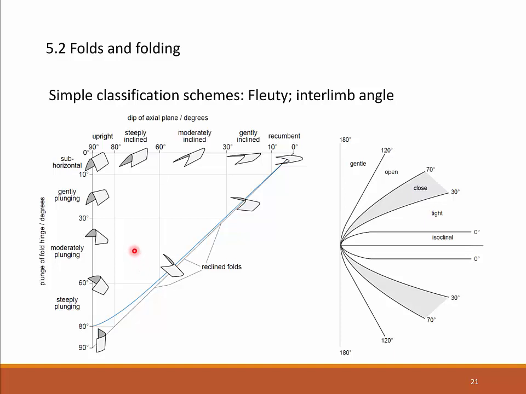And in addition to that, we can use the interlimb angle, which again is categorized into isoclinal folds, where the limbs are parallel to each other, tight folds where the interlimb angle ranges between 0 and 30 degrees, or close or open or gentle folds, which all have their interval in interlimb angles.